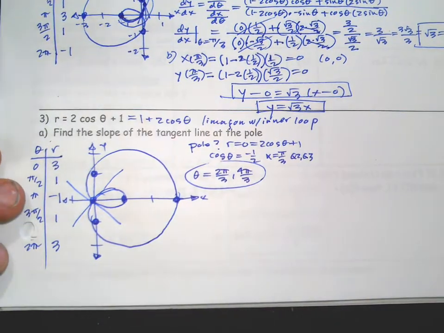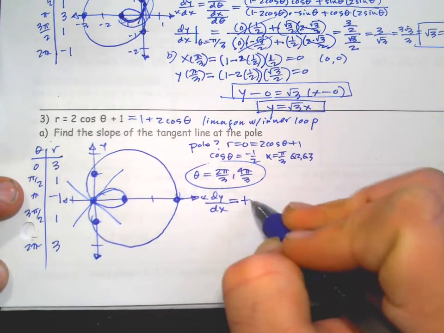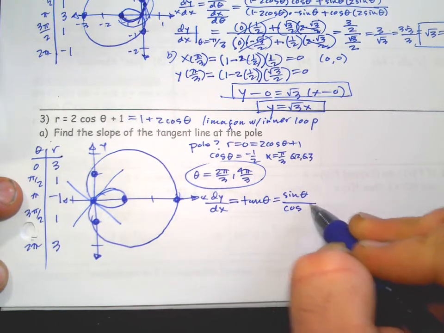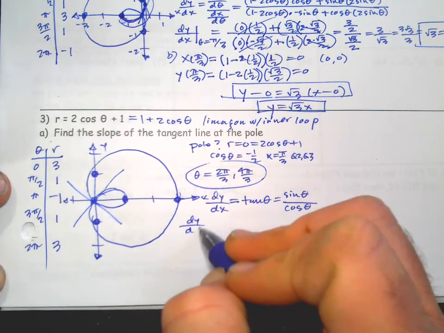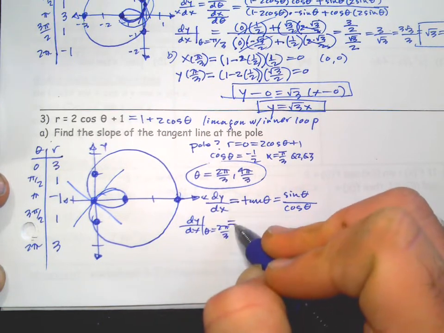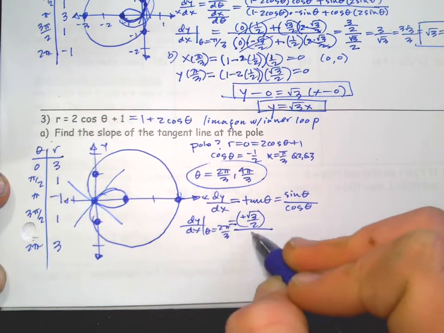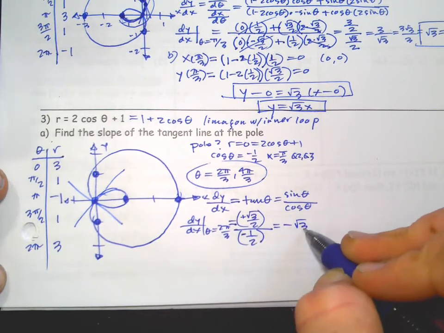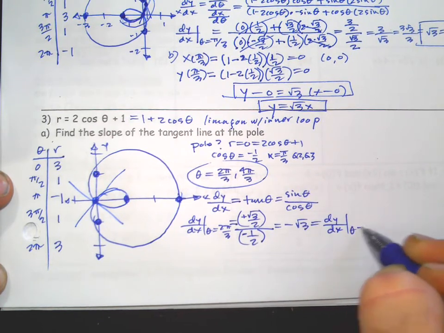Now, we're going to do dy dx. Now, we can use a shortcut here because this is at the pole. At the pole, it was tangent theta. You guys remember that? I mean, you could do it all the way out, but this is going to save a good amount of time. So dy dx at theta equals 2 pi over 3. Sine of 2 pi over 3 is going to be root 3 over 2, positive in the second quadrant. And cosine of 2 pi over 3 is going to be 1/2, but negative in the second quadrant. So it's going to give you negative root 3 for the slope at theta equals 2 pi over 3.